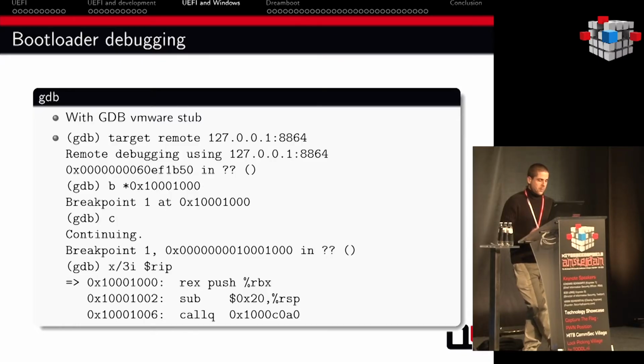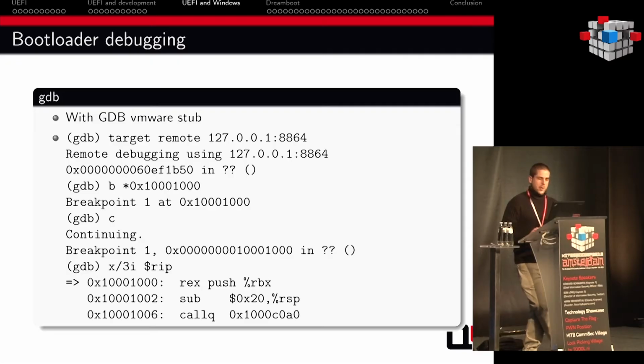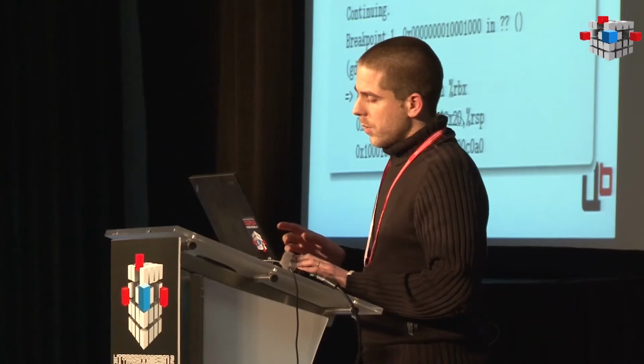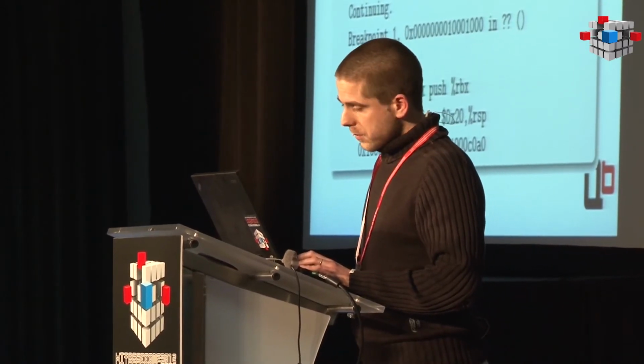So if we take the first bootloader, bootmgfw, it's easy to break in it using the GDB stub. The binary is always loaded at the same address, so it's quite easy to put a breakpoint. You can also add some plugin or script to GDB to have symbols. It's possible.